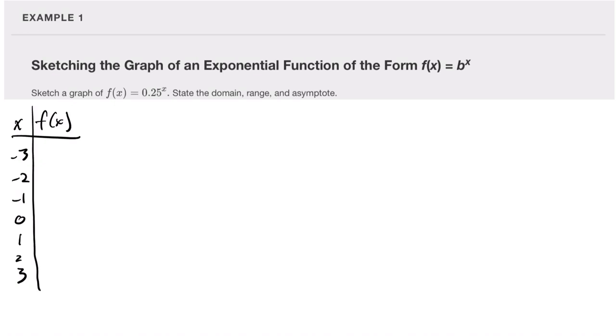40 plus 24 is 64, right? So when x is -3, we get a y value of 64. When x is -2, that's going to be 16, and then 4, and then 1, and then I think this one is going to be 1 over 4, 1 over 16, and 1 over 64, right? Okay, so I'm just going to do a rough sketch. So it looks like we have exponential decay.